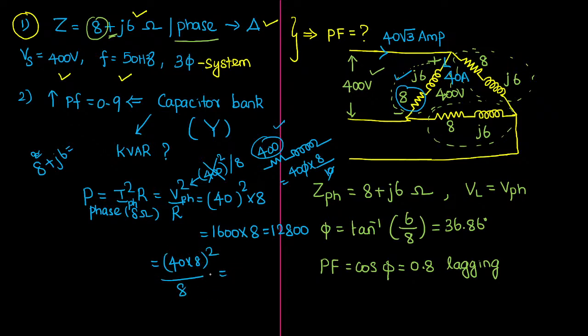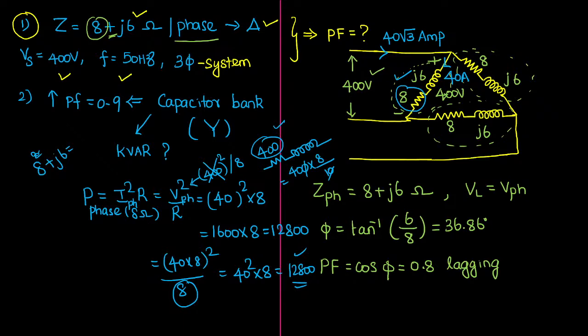I can write it like this: out of 8 square, in the denominator 1 eight is there, numerator 8 square is there, so 1 eight will be cancelled, and it will become 40 square into 8. This is the real power consumed by per phase resistance. So what we are obtaining here, we are getting 18000, sorry, 12800.